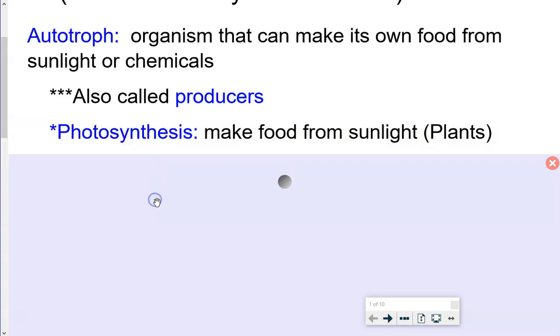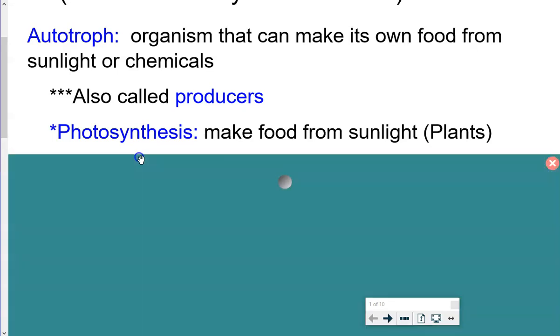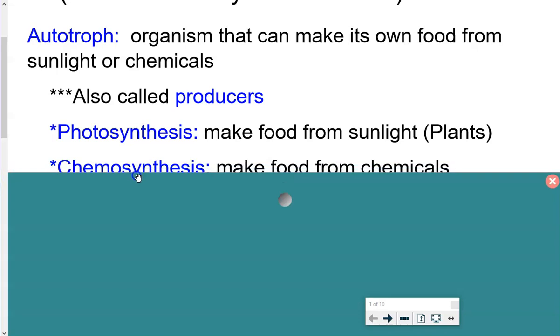Okay, now photosynthesis is how you make food from sunlight energy, and plants do this. So photosynthesis, photo means light, and synthesize or synthesis means building something. So you're using light to build something. And the thing you are actually building is a molecule of sugar. And we're going to learn a lot more about photosynthesis in a couple weeks.